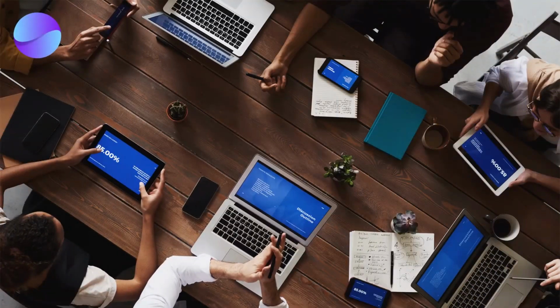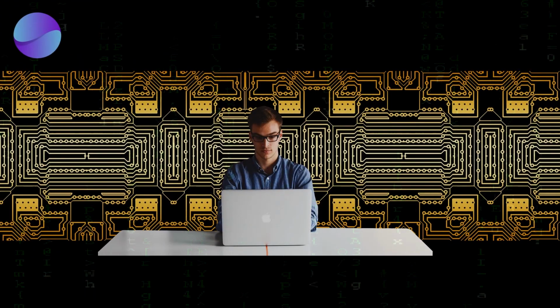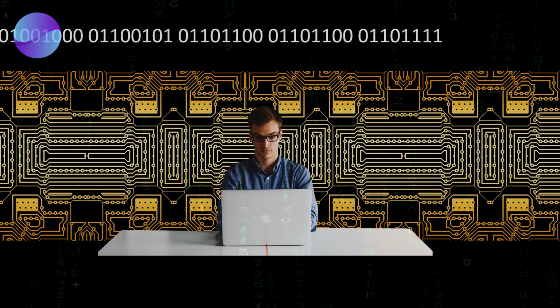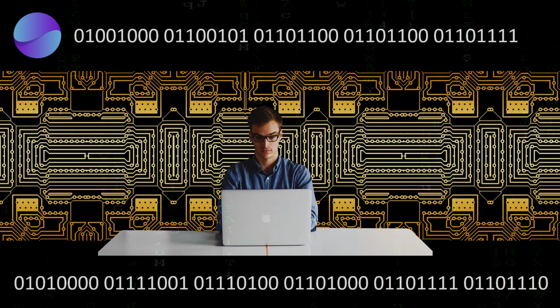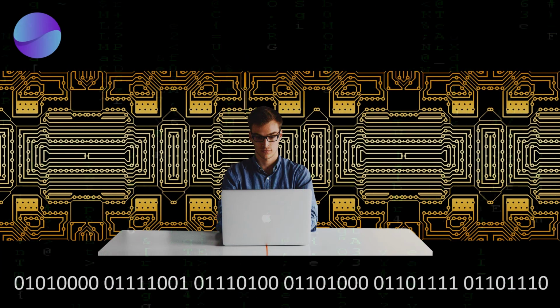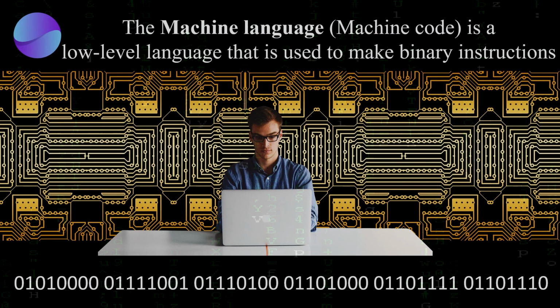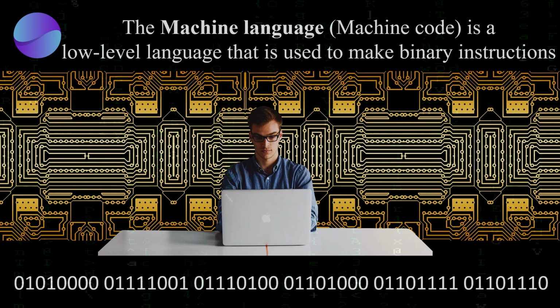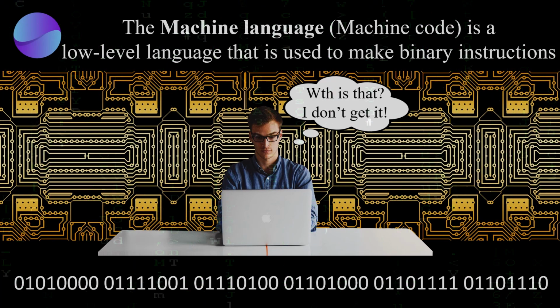So we humans found out the way to use its capabilities for our purposes. It turned out that computers can understand the instructions that are composed of zeros and ones. And instructions given to the computer in zeros and ones are known as machine language. The machine language consists entirely of numbers and is almost impossible for humans to read and write.